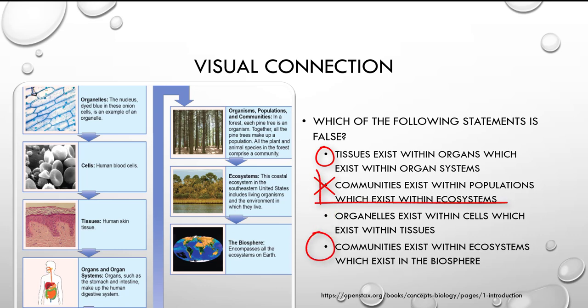So this one is the false one. So communities do not exist within populations. It should be switched. Populations exist within communities. Communities exist within ecosystems.